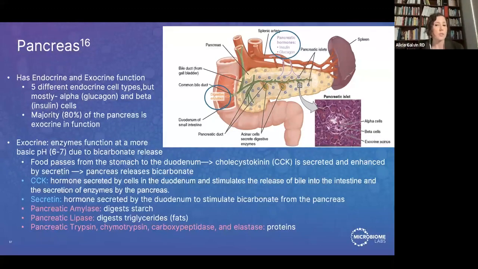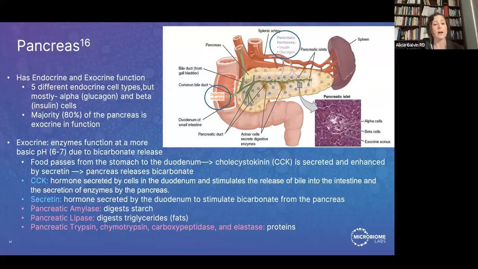So when food's going from the stomach into the duodenum, you get this activation of CCK, which is secreted in the duodenum, and it's enhanced by secretin. Secretin helps to stimulate that bicarbonate from the pancreas to start to help to neutralize that real acidic chyme. And then CCK also helps to stimulate the release of bile. So it stimulates the gallbladder to contract into the intestine.